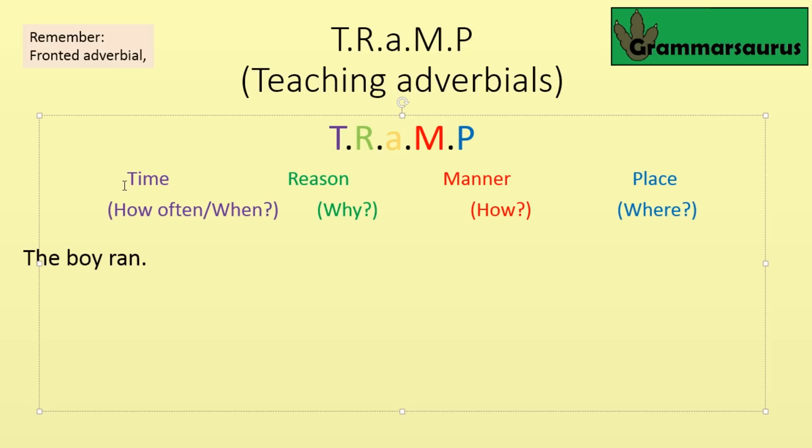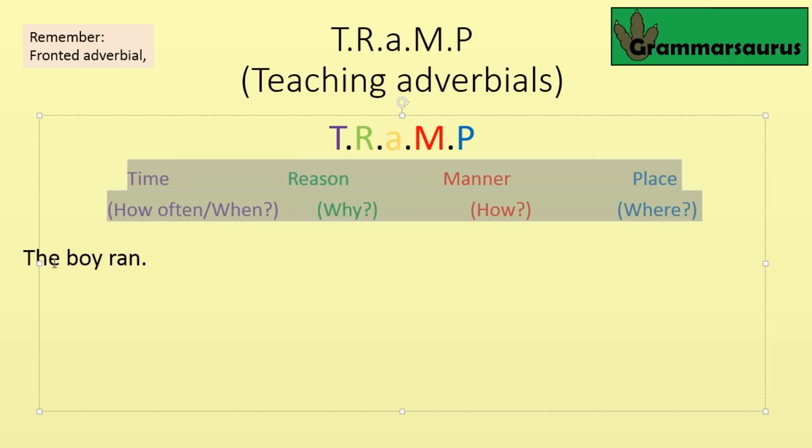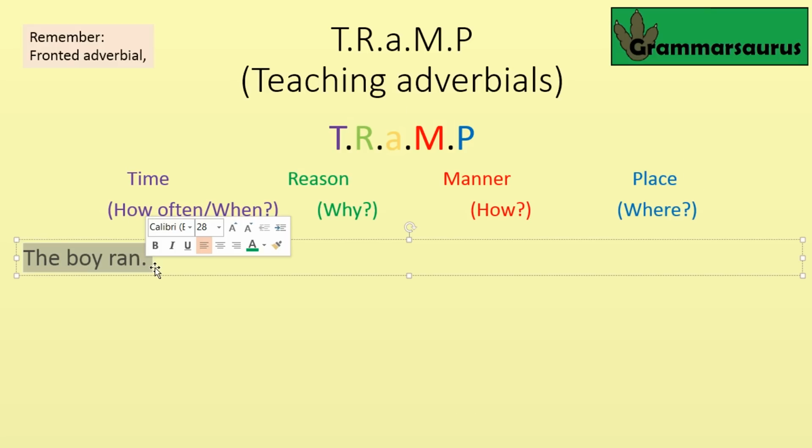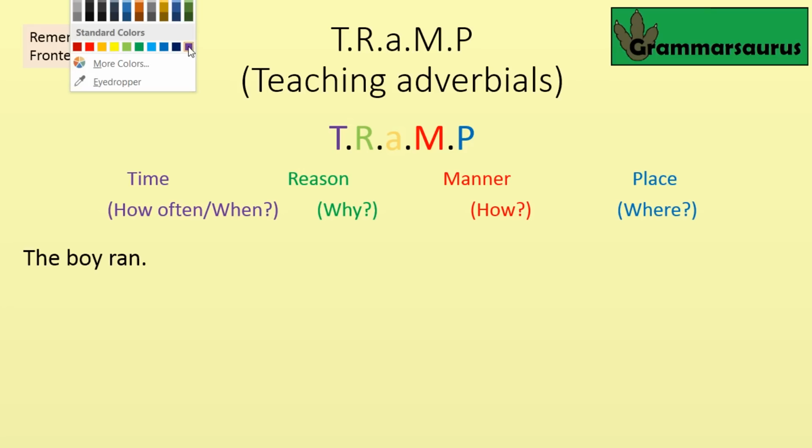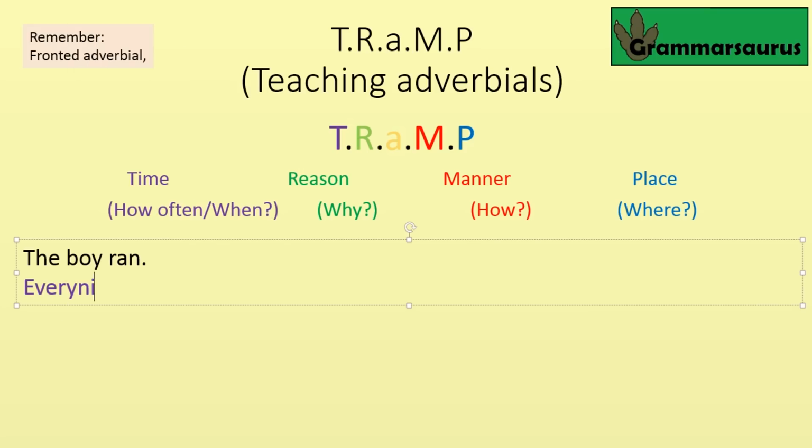So let's use this acronym to really up-level this very snore sentence down here, the boy ran. First things first, let's identify the verb in the sentence so we can add TRAMP to it. So the boy ran. The verb is ran. So we're going to answer our first question. How often or when did the boy run? Now, I'm going to say every night. Every night the boy ran.